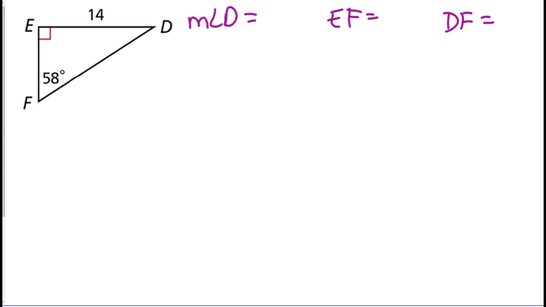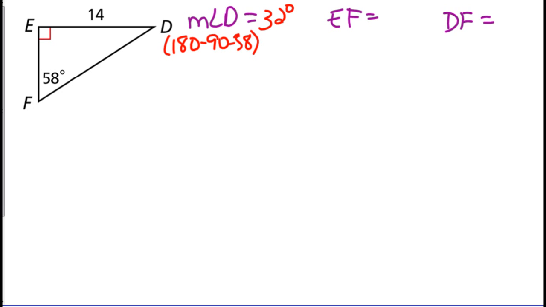Okay. What we can do immediately is solve for angle D. That's nice. That's what's really nice about these. Remember, you can do 180 minus 90 minus your 58, or if you remember that really all you have to do is your 90 minus your 58, you know that you get 32 degrees. That's done. We now need to find those two side lengths.